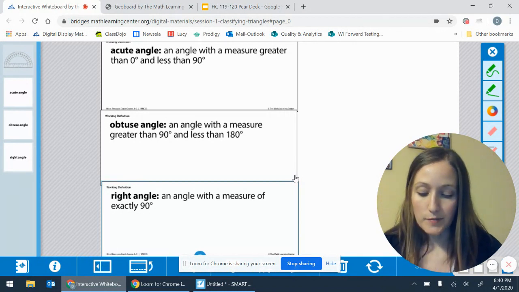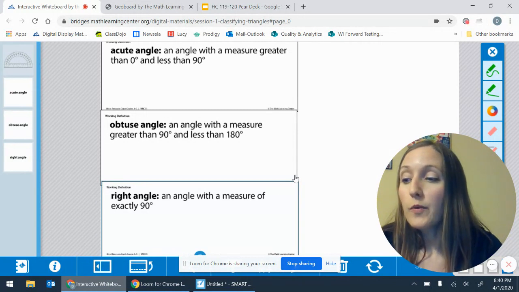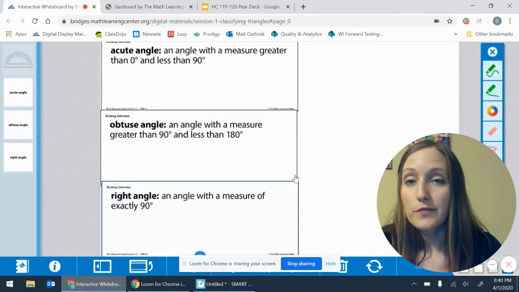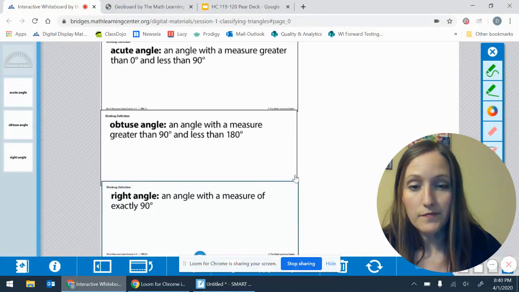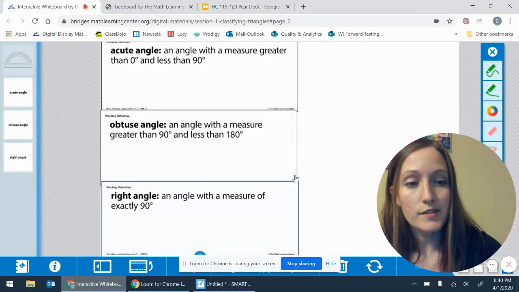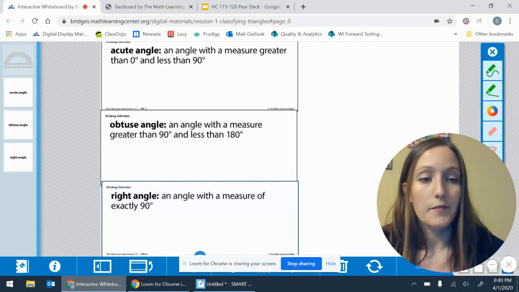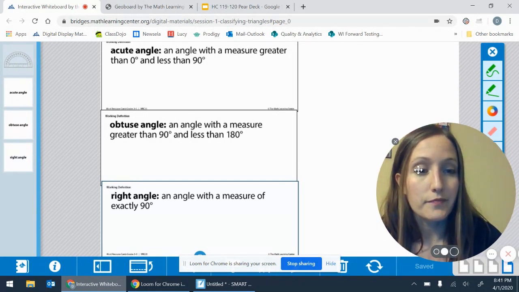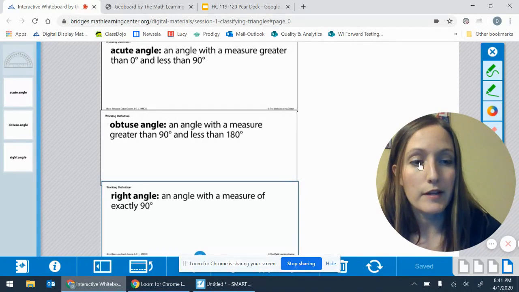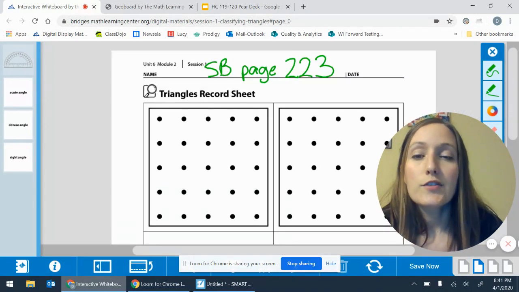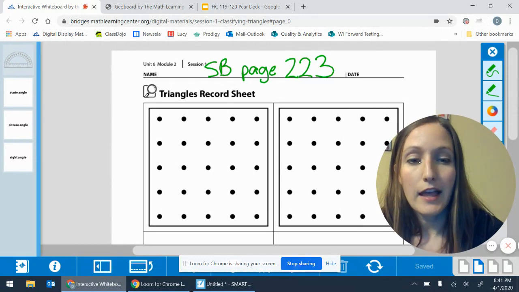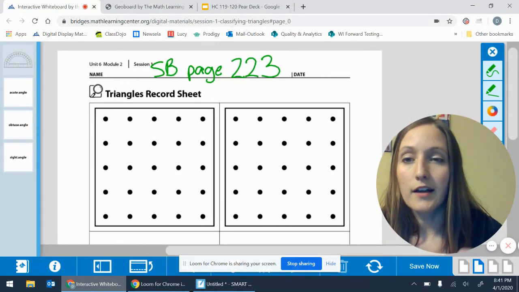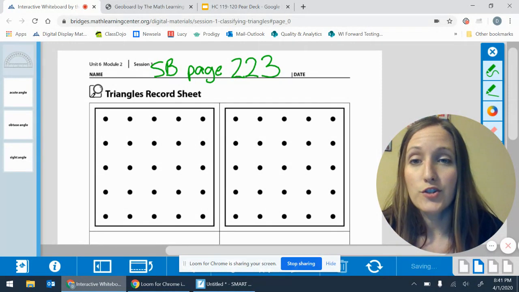Now that we've gone over the terms, let's start talking specifically about triangles. Like I said, we are going to make a few different triangles today. So I want you to turn to your student book, page 223. It should look like you have 4 Geo boards on your page, and the top of the page says Triangles Record Sheet.